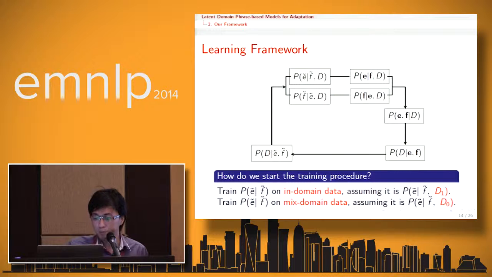It's pretty simple. The last important point is how we can start the training procedure. It's really simple. We can train a phrase-based system on in-domain data, and we can assume that this is the phrase transition probability with respect to D1. And we can train a phrase-based system on the mix of domain data, and we can assume that this is the P of D given phrase with respect to D0.